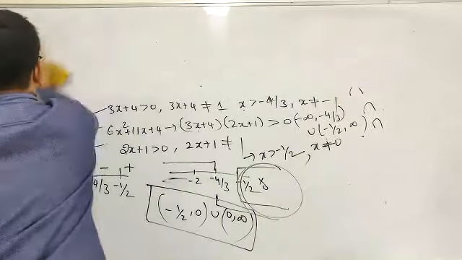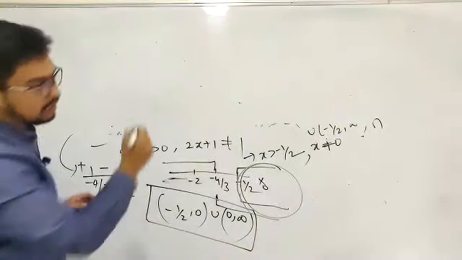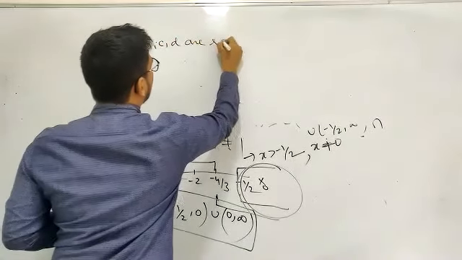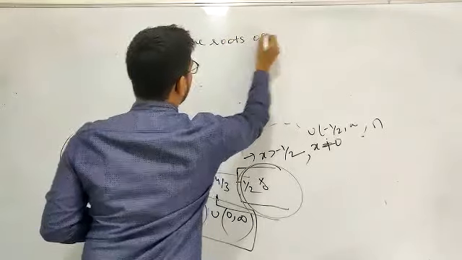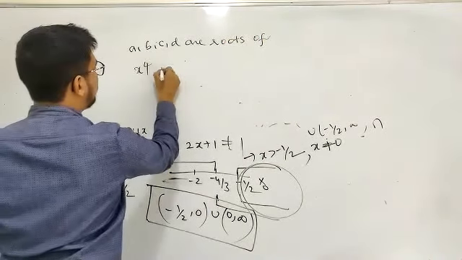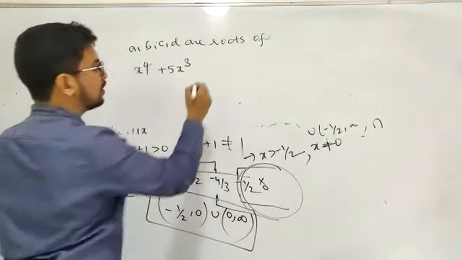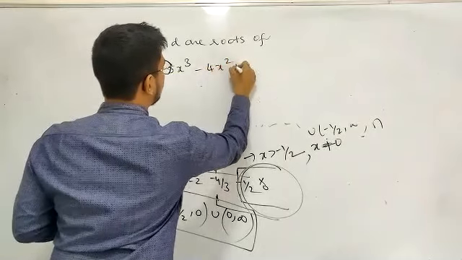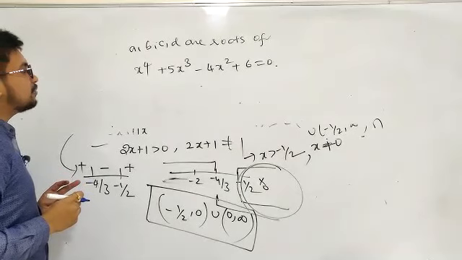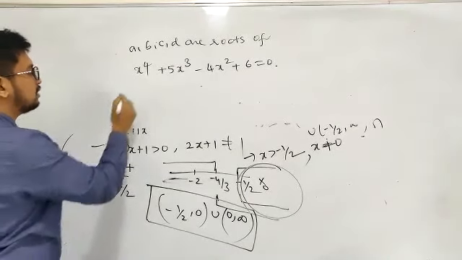One second. I think I have given a problem. Something like this: A, B, C, D are the roots of x power 4 plus 5x cube minus 4x square plus 6 is equal to 0. I gave you this question: a, b, c, d are the roots of x power 4 plus 5x cube minus 4x square plus 6 is equal to 0.